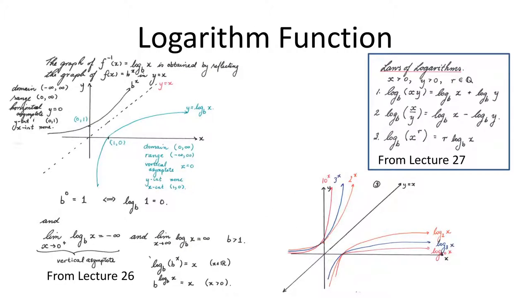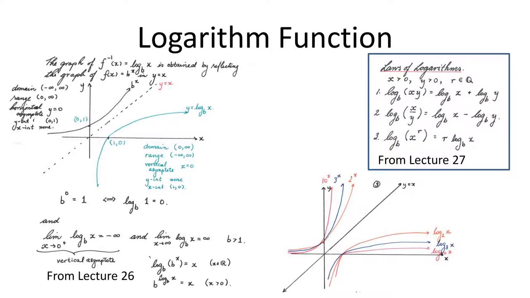We also did the logarithm function. So over here are the laws of the logarithms from lecture 27. We also know that the logarithm is the inverse function of the exponential function. So over here, I have my b^x, and again, that base is greater than 1. If I reflect it in the y equals x line, then I get this function right here, which is log base b of x. And that's from lecture 26.